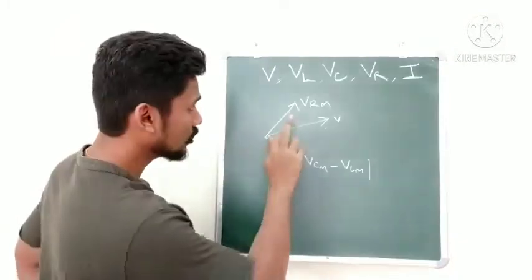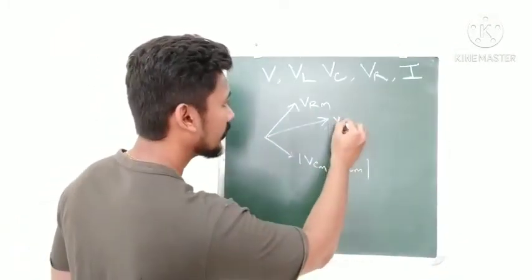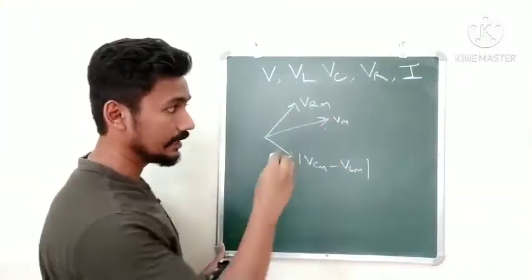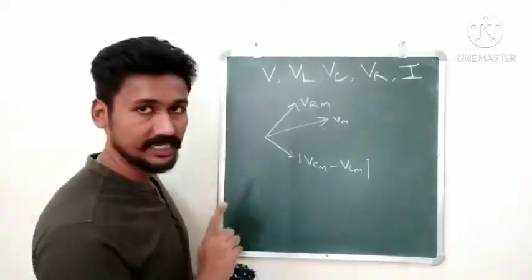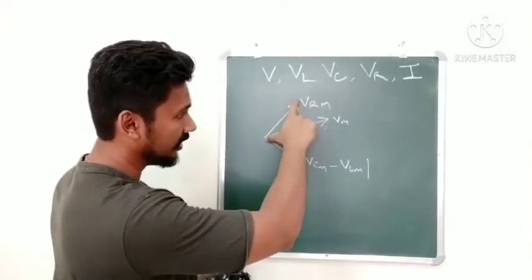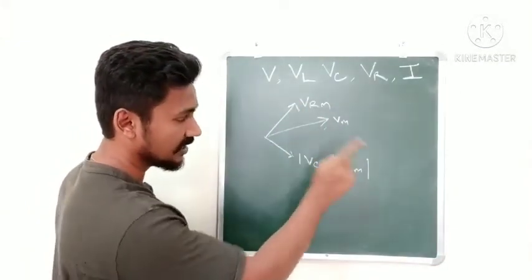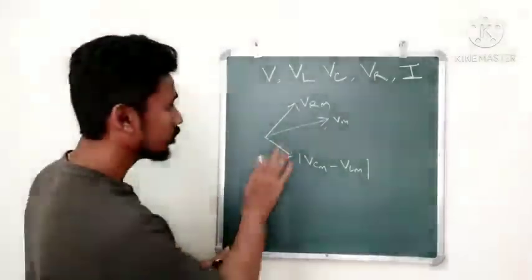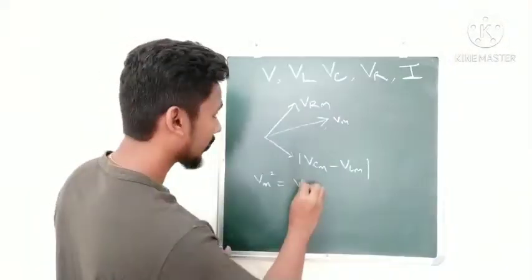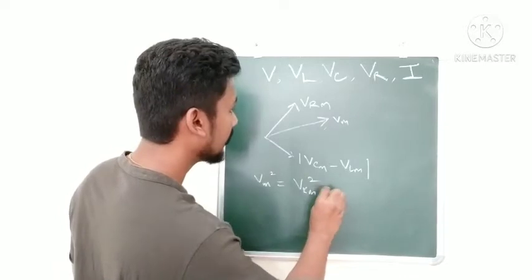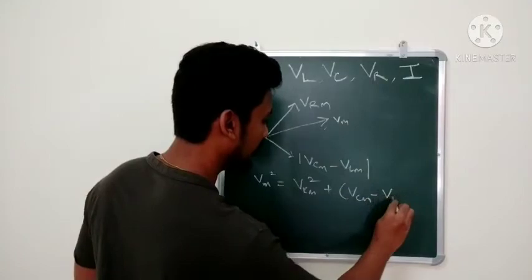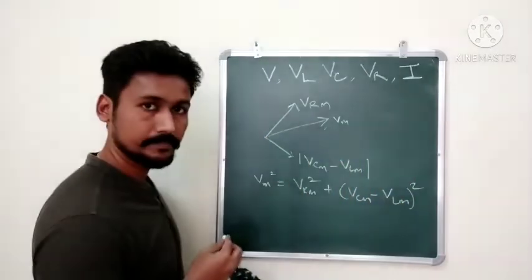Is this making sense? So what we are getting? These two vectors combined will give Vm, that is the input voltage. Now we can use the Pythagoras theorem for it, right? Using Pythagoras theorem, what can we write? Vm square will be equal to VRM square plus this side square, that is VCM minus VLM whole square. So Vm square is equal to VRM square plus (VCM minus VLM) square.